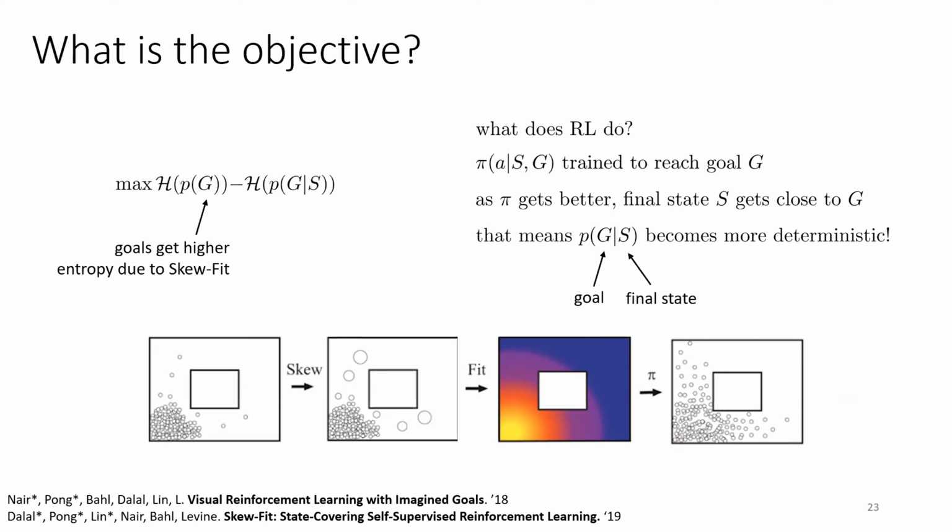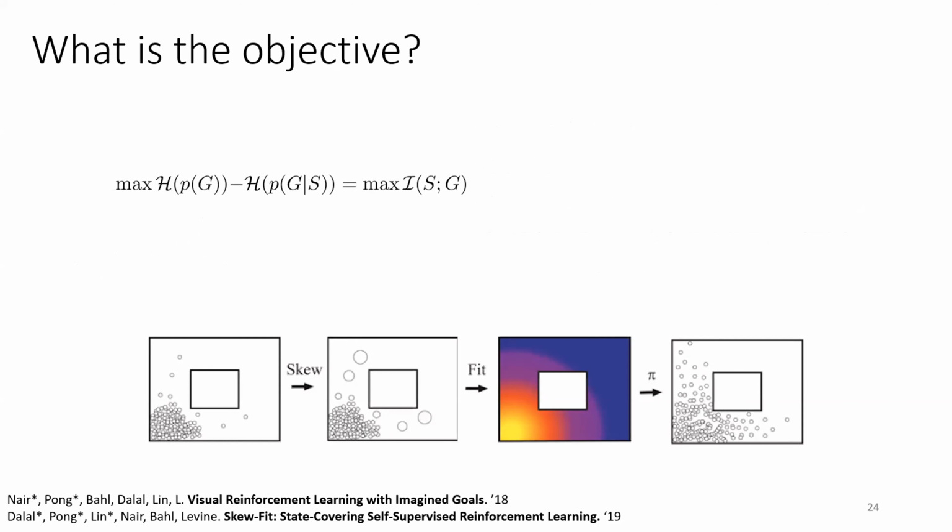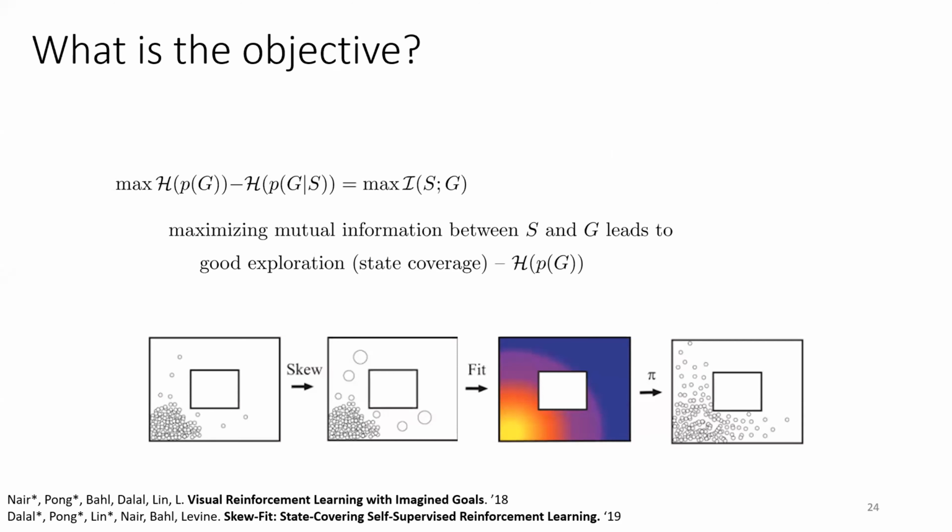Now this equation, some of you might recognize, is precisely the equation for the mutual information between S and G. And it turns out that you can show that this method actually maximizes the mutual information between the final state and the trajectory and the goal, because it optimizes this difference of entropies. And that's quite intriguing. So maximizing this mutual information provides good exploration, good coverage, and effective goal reaching.